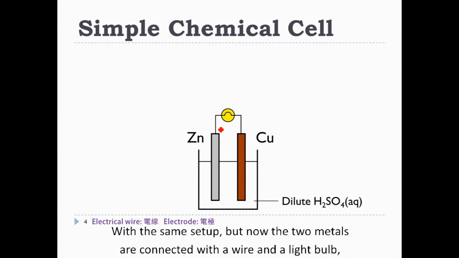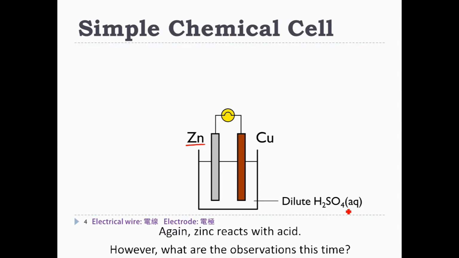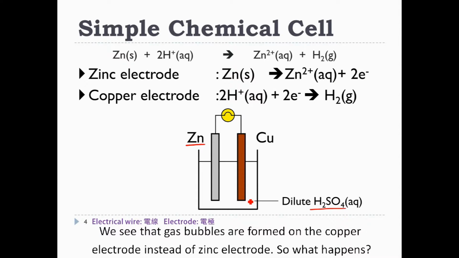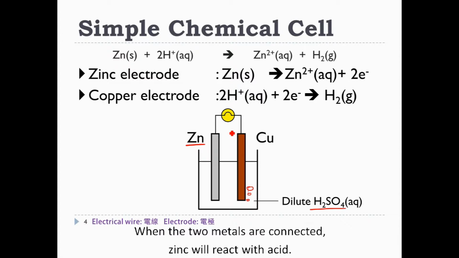With the same setup, but now the two metals are connected with a wire and a light bulb, something amazing will happen. Again, zinc reacts with acid. However, what are the observations this time? We see that gas bubbles are formed on the copper electrode instead of zinc electrode. So what happens? When the two metals are connected, zinc will react with acid.